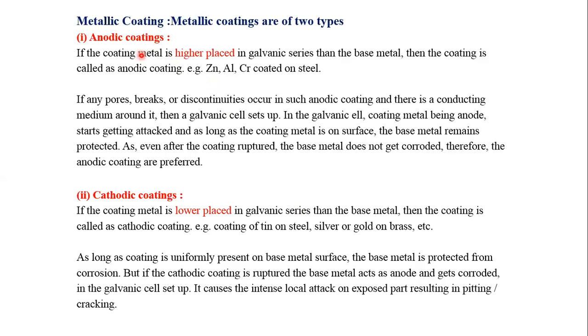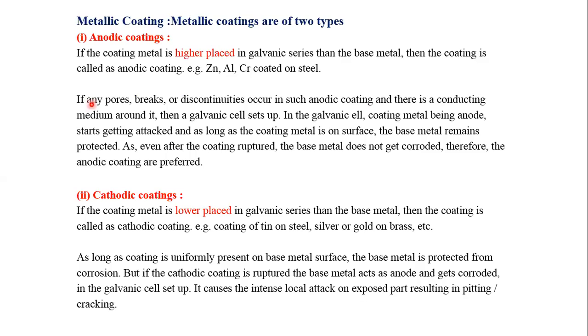Now, if the coating metal is placed higher in the series than the base metal, that means as per the galvanic series, the coating metal will behave as an anode because it is placed higher in the galvanic series, while the base metal behaves like a cathode. While in the cathodic coating, the coating metal is placed lower, that means it behaves as a cathode, while the base metal behaves as an anode. Now why is anodic coating the preferred one? Why is it more protective?